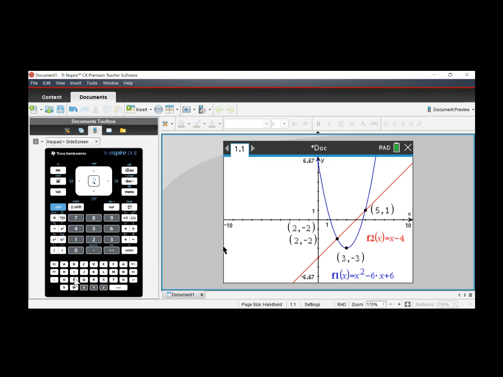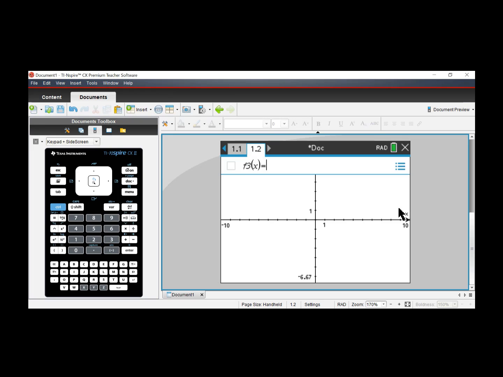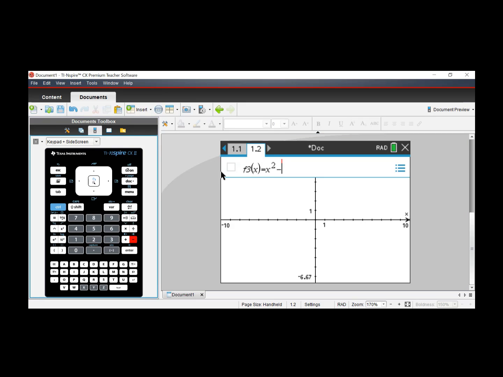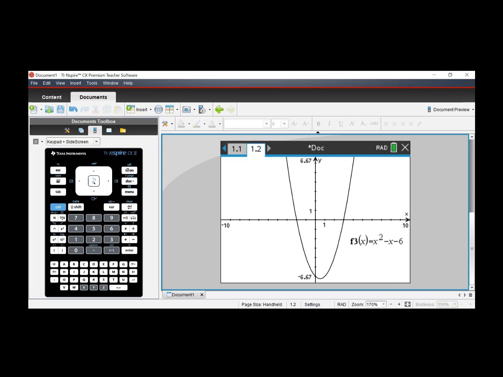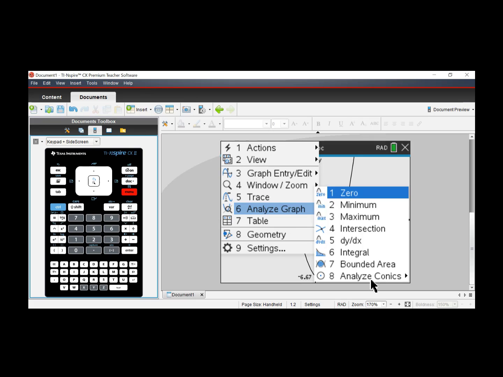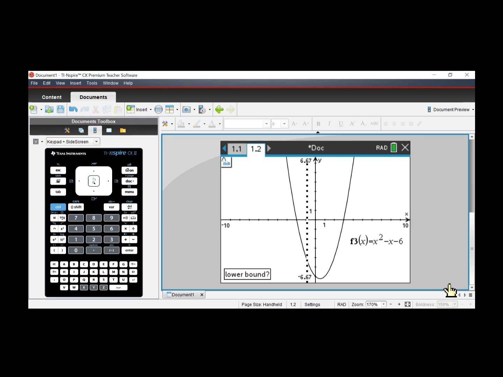So we're going to add a new page, Control Doc. We want another graph page. Now we're going to put in our parabola. This time it's x squared minus x minus 6. And I'm going to press enter. First thing we want to do, remember, is find that minimum. So we go to menu, analyze graph, minimum, because we need that turning point. We go to the left, we go to the right, and there it is. So 1/2 or 0.5 comma negative 6.25. So this 0.5 has to be in the middle of our table. And then we're going to need 3 numbers smaller than 0.5 and 3 numbers bigger than 0.5.